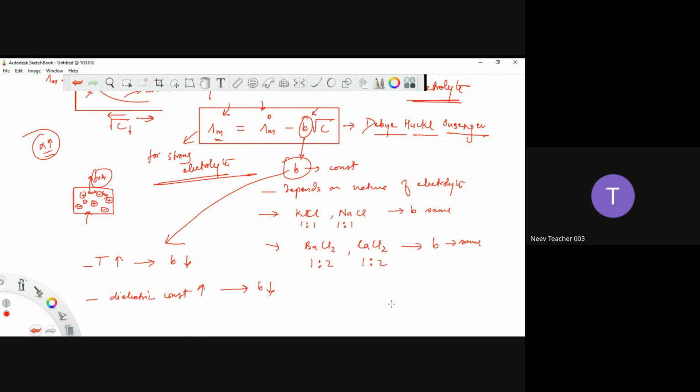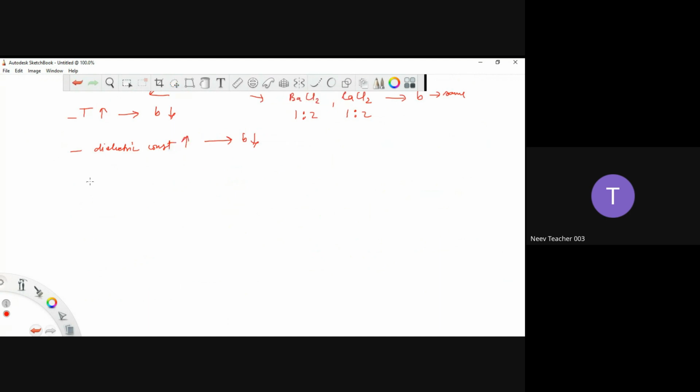There was one thing I was saying: from the graph, we can calculate the lambda m naught for a strong electrolyte by extrapolation of the graph, but we cannot get the lambda m naught of a weak electrolyte. For that, we use Kohlrausch law. So let's see Kohlrausch law. What is this law? The full name is Kohlrausch law of independent migration of ions.